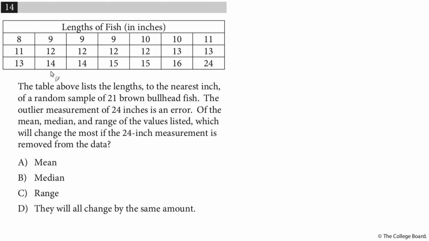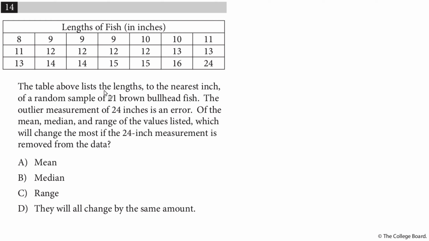All right, so we have another table, or I guess this is not so much a table, it's just a list put into a grid. So we have a list of the lengths of fish in inches. Someone's apparently been doing a lot of fishing. Let's see, we have 7 per row, 3 rows, gives me 21 fish.